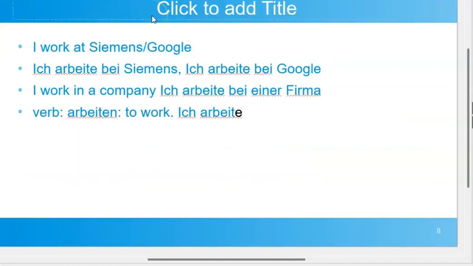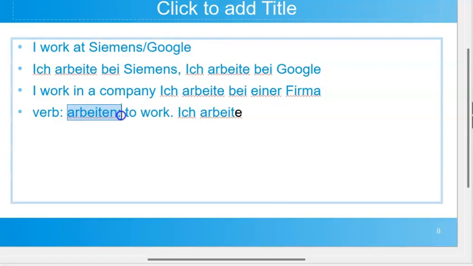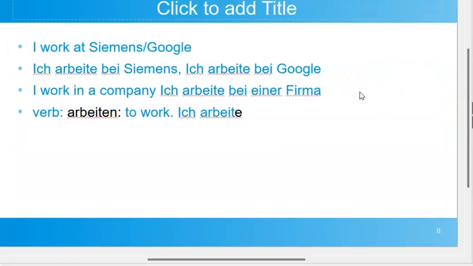Next we talk about our profession. Suppose I work at Siemens, if you have to describe this, or I work in a company. So we have another verb here, arbeiten. Arbeiten means to work. So, ich arbeite bei Siemens oder ich arbeite bei Google.